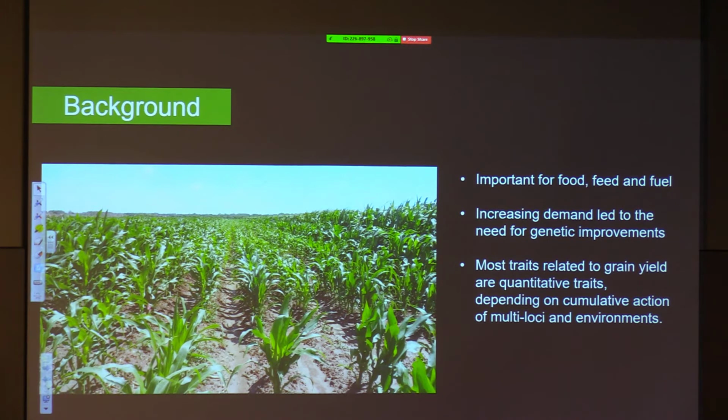Though the yield of maize has increased over 8-fold over the past decades, the increasing demand for maize and the fluctuating climate have led to the need for genomic improvement in maize breeding. As we all know, most traits related to maize yield are quantitative traits, which means they are the accumulated actions of multiple loci, multiple genes, and are highly interacted with the environment. So in this condition, genome-wide association analysis of maize can be a powerful tool for maize breeding.